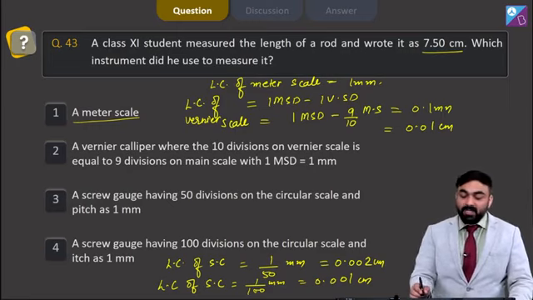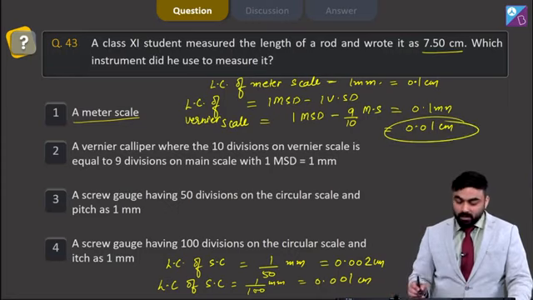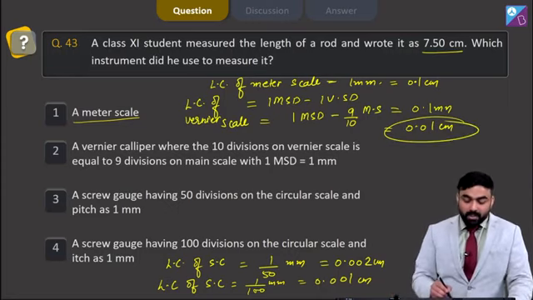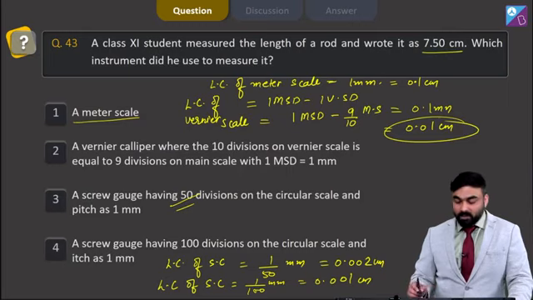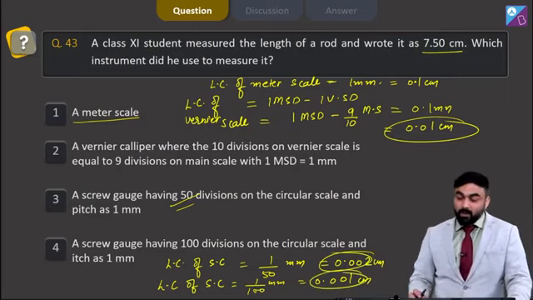Now, students, we have the least counts of all the scales in centimeter. Least count of meter scale is 1 mm, which is equal to 0.1 centimeter. Least count of vernier scale is 0.01 centimeter. Least count of screw gauge with 50 circular scale divisions is 0.002 centimeter. And for the last one with 100 divisions, it is 0.001 centimeter.